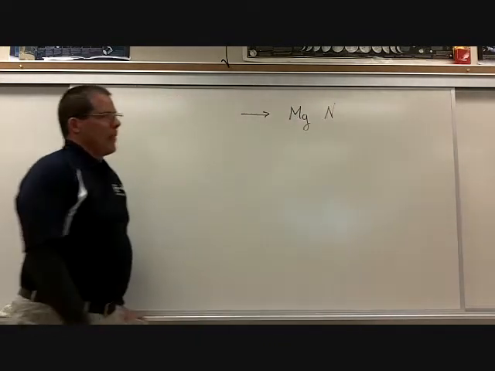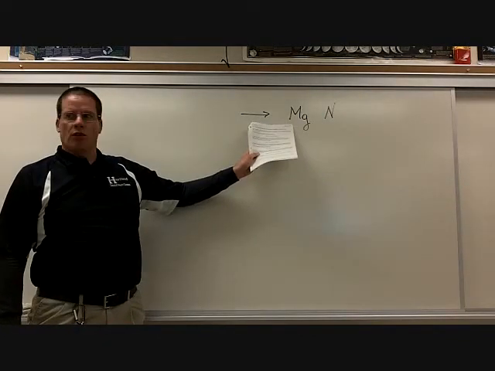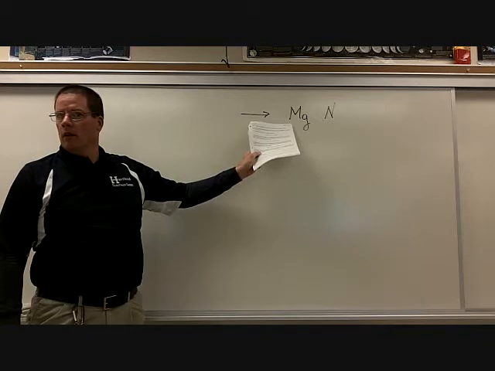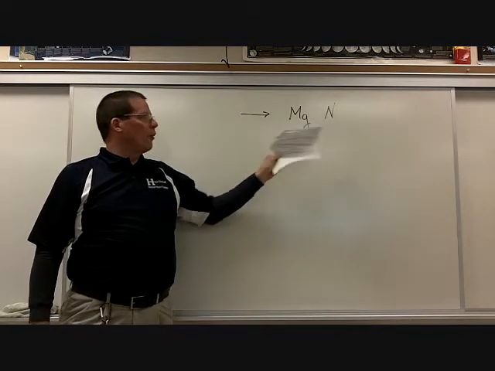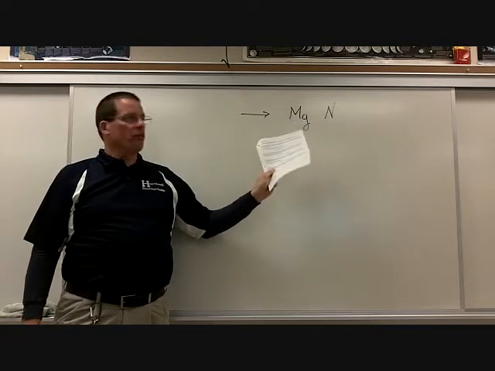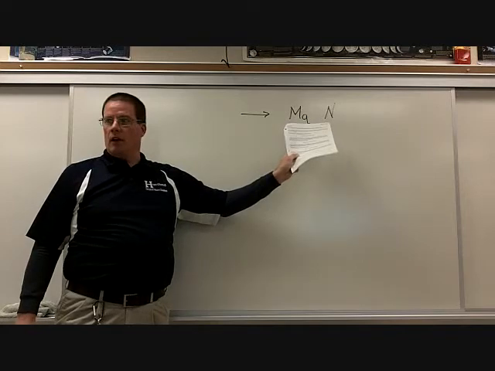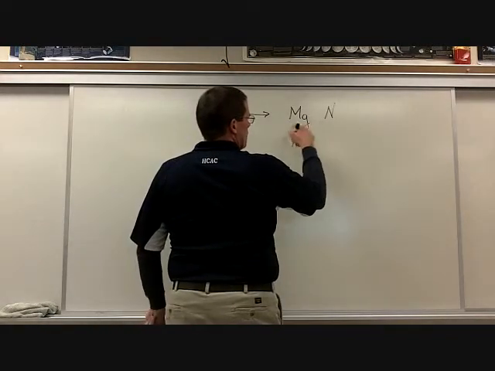Now, we have a compound that has magnesium, which is a what, metal or non-metal? Metal. It's a metal, and nitrogen is a gas. Is it a metal or a non-metal? Non-metal. So a metal with a non-metal is what kind of compound? Ionic. Ionic, very good. So we want to balance the charges.